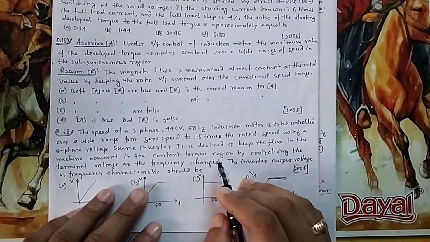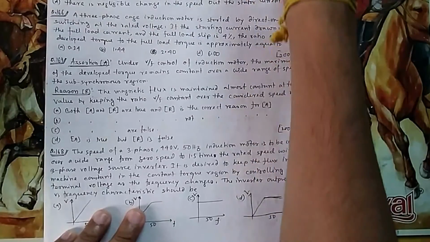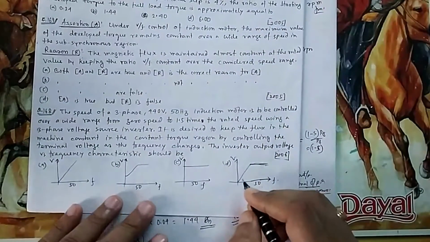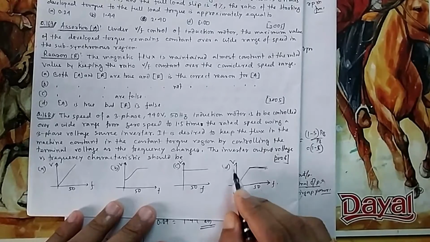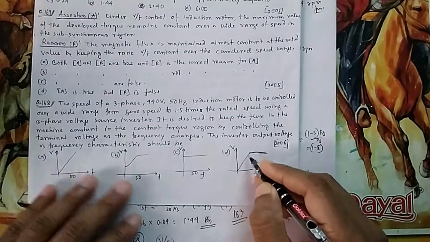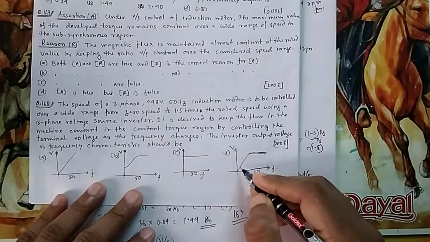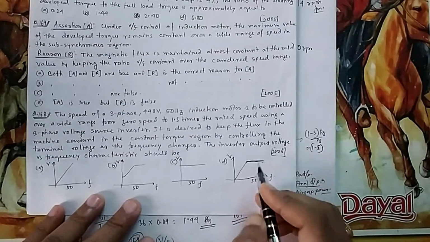Because your torque should be constant, the V by F that is maintained should be constant. So that you have to keep constant. If you are changing this, it will start linearly. V by F is the slope, y by x. So it should be a constant slope, a linear straight line starting from 0. But after some time it will not be constant.